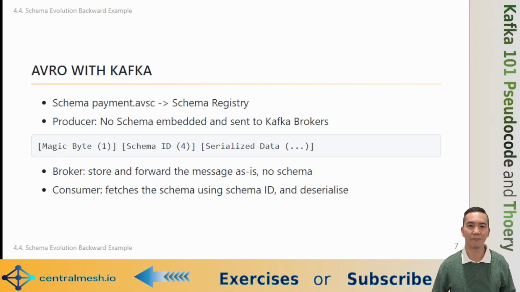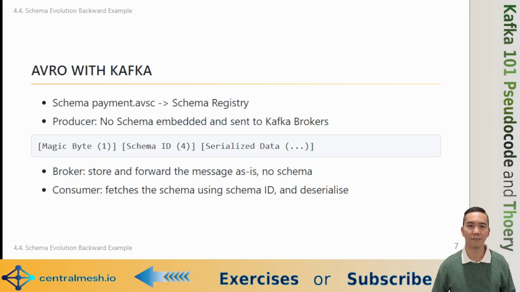Using Avro with Kafka brings even more efficiency and consistency to your data pipeline. Here's how it works. First, we define our schema and register it with the schema registry. The registry acts as a centralized repository, ensuring that producers and consumers use the correct schema versions. When a producer sends a message, it does not include the entire schema. Instead, it sends a schema ID, which is a lightweight reference to the schema stored in the registry.